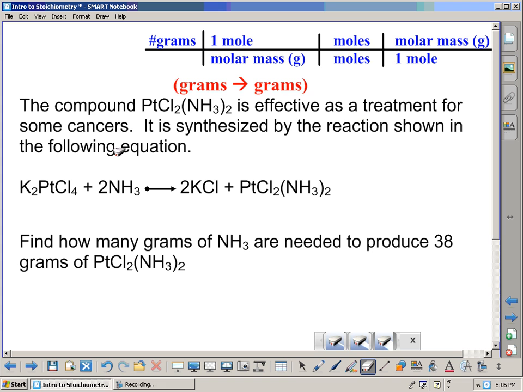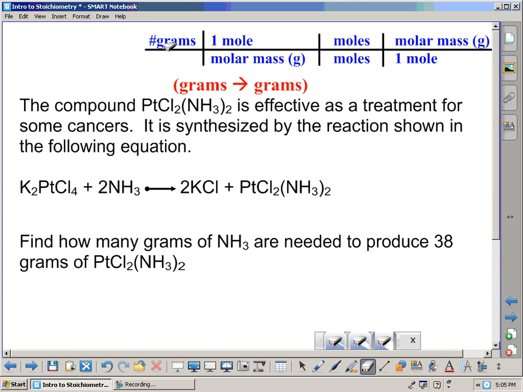All right, well, let's move on to our last and longest type of stoichiometry problem. Okay, we have a compound with platinum, chlorine, and ammonia. It's an effective treatment for some cancers. It's synthesized by the reactions shown in this equation. And we need to find out how many grams of ammonia are needed to produce 38 grams of this cancer treatment.